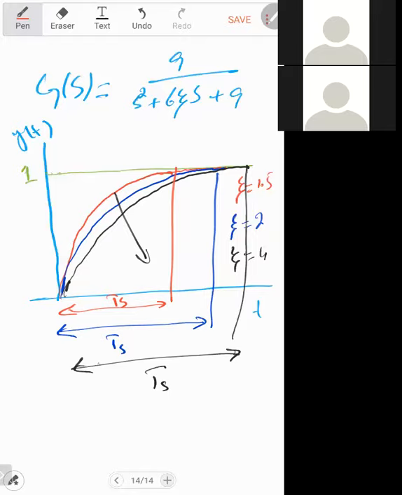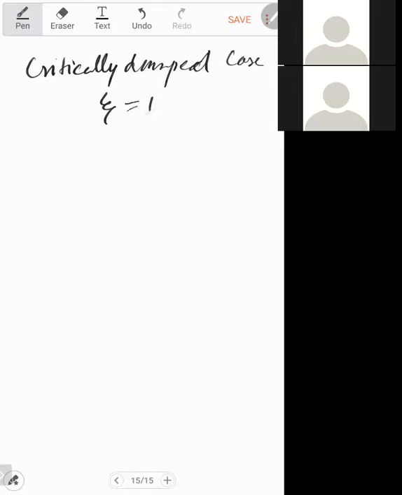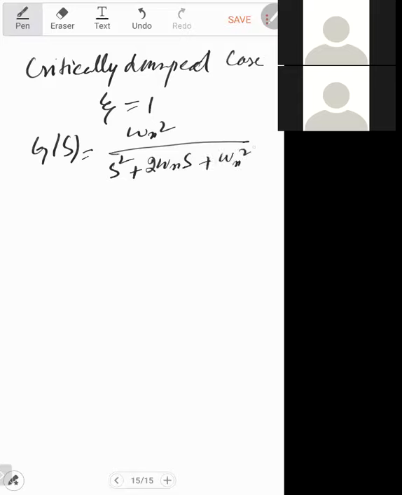Now let us consider the critically damped case. In the critically damped case, we have zeta equal to 1. And what will happen to the transfer function? It is equal to omega n square divided by s square plus 2 zeta omega n s plus omega n square. So zeta becomes equal to 1, and then you will get 2 omega n s plus omega n square. It is straightforward.